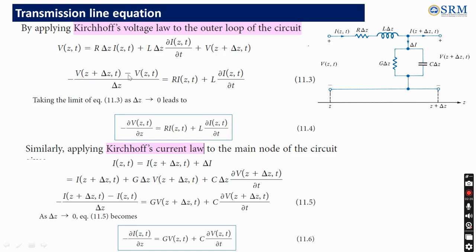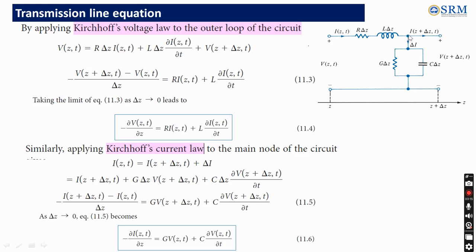So we are rearranging this term in such a manner that, because it is going to be a negative term when it comes to this side, we take minus outside, and here this is a positive term, so give a difference here. We are going to take this difference as dou V of Z comma T in the numerator, and del Z is going to 0 here. We are going to apply that limit. So dou V of Z comma T by dou Z is equal to R into I of Z comma T, the del Z we have taken already, plus L into dou I of Z comma T by dou T.